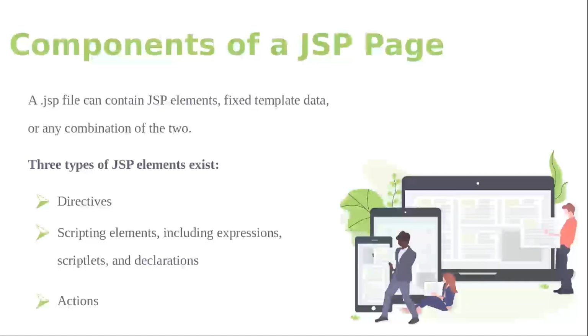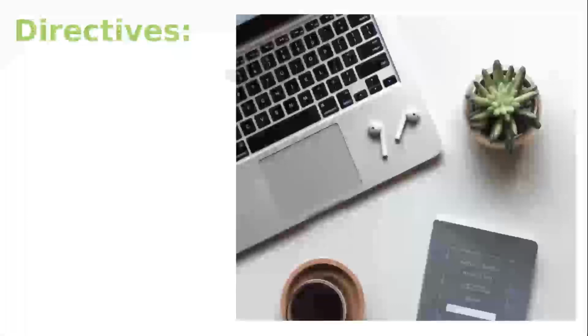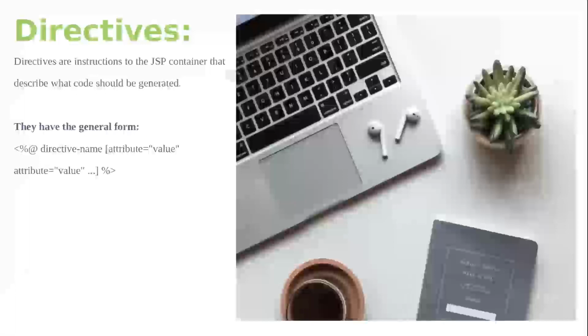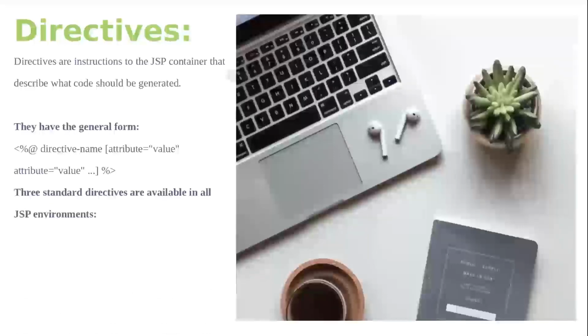Now we'll come to the directives. What are directives? Directives are instructions to the JSP container that describe what code should be generated. The general form of the directive tag is open angle bracket, then % sign, the directive name, then all the attributes with values, and then in the end close with the % sign and the angle bracket. So that is the general form of a directive, and we have three standard directives available in a JSP environment. They are the page directive, include directive, and the taglib directive.